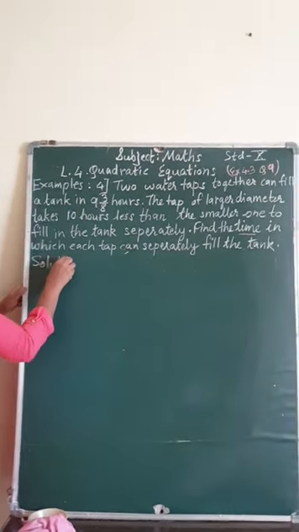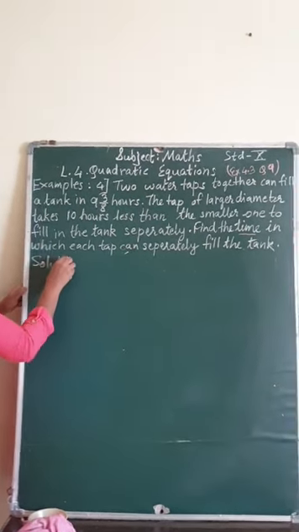Right? So now what do we have to write? The portion of the tank filled in 1 hour by the smaller tap will be 1/x, and by the larger tap will be 1/(x minus 10). See, we are using this.